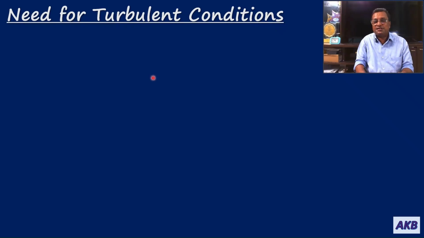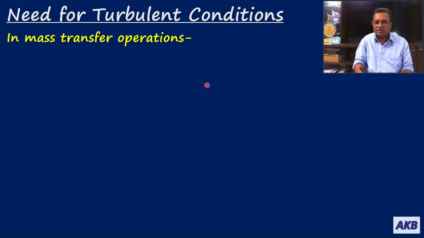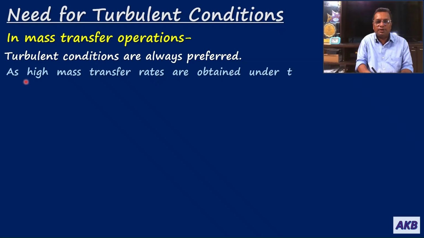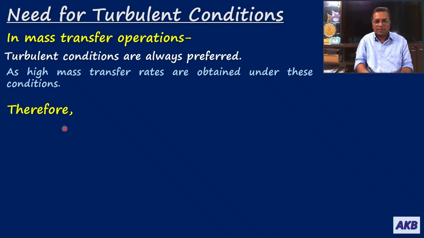Why turbulent conditions are preferred. In mass transfer operations, turbulent conditions are always preferred. This is the first thing that we need to understand. Why are they preferred? Because under turbulent conditions, we get high mass transfer rates. So turbulent conditions are always preferred, as high mass transfer rates are obtained under these conditions.